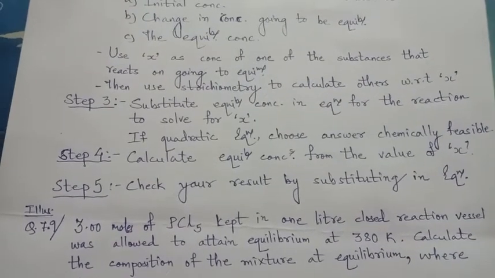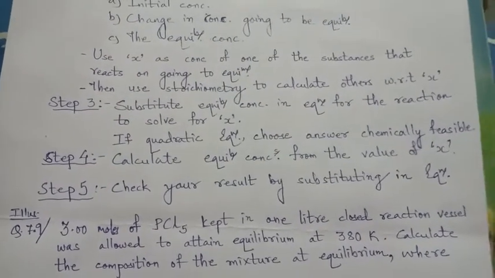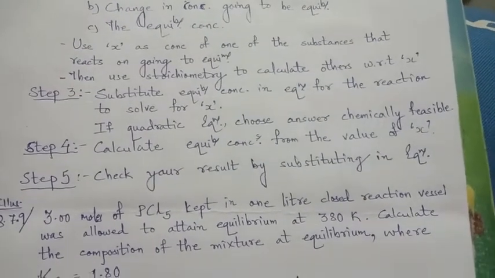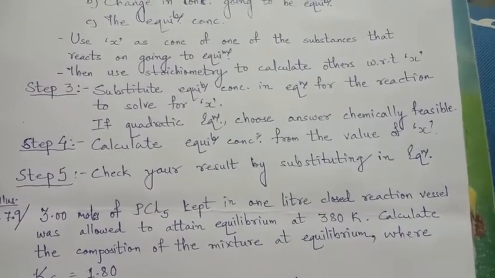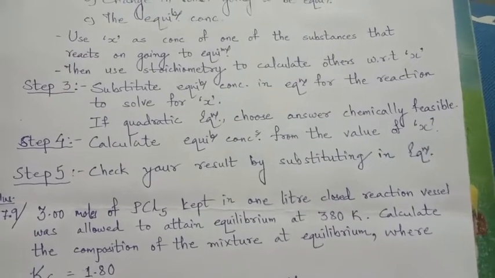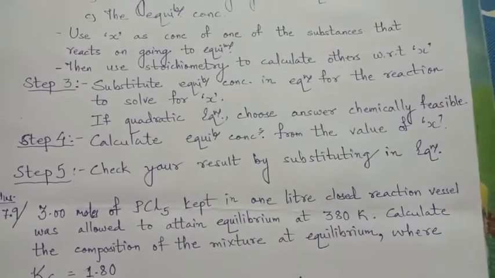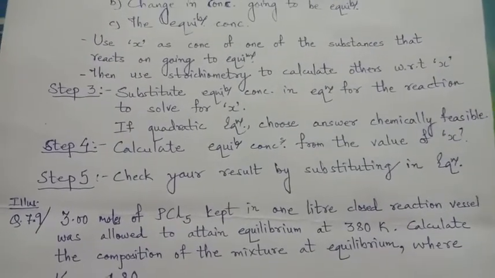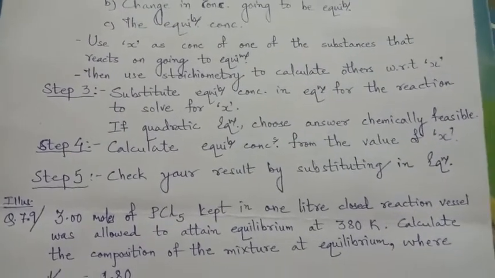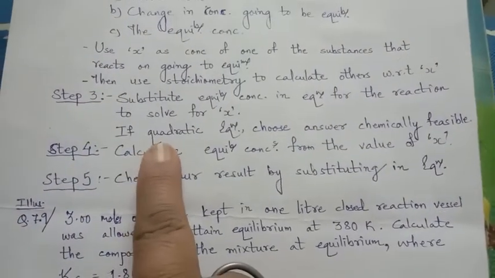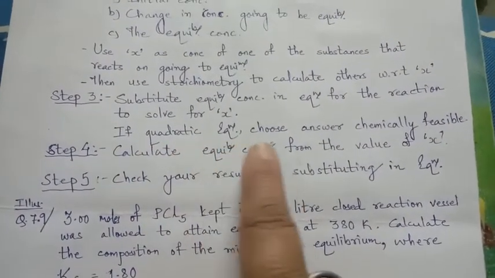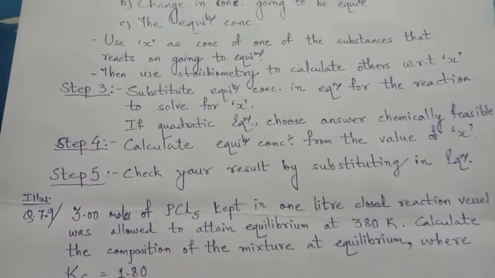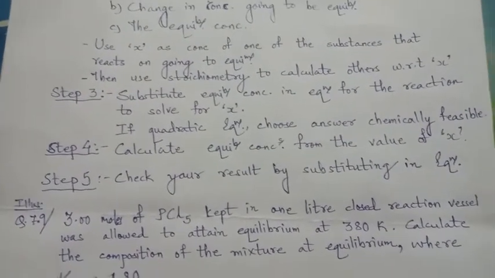When you solve a quadratic equation and you are finding length, length won't be negative. Suppose you get one X as negative and one as positive. Then what is feasible, that is, what is possible? The positive answer is possible, because length won't be negative. So this is to be kept in mind: if the equation is quadratic, we need to choose the answer which is chemically possible, or we can say chemically feasible.